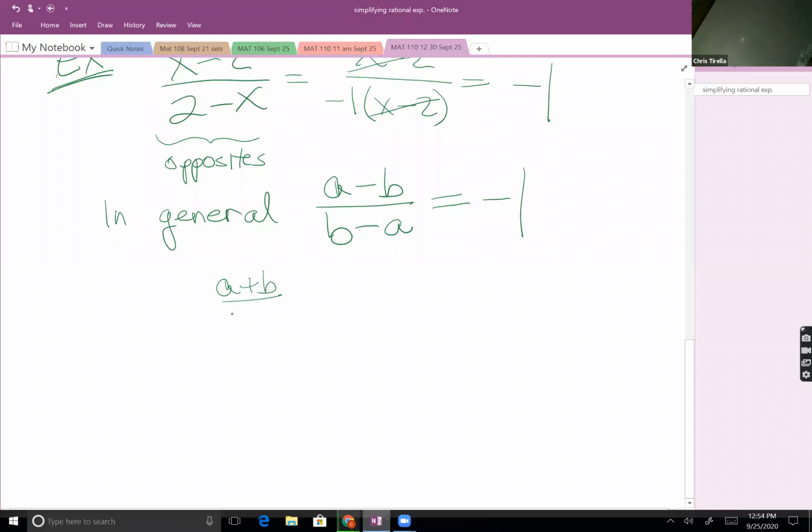If it's addition, it'll give me 1 if they're the same top and bottom. But you have to remember with addition, order does not matter. So addition reversed will also reduce to 1. It's only subtraction reversed that reduces to -1.